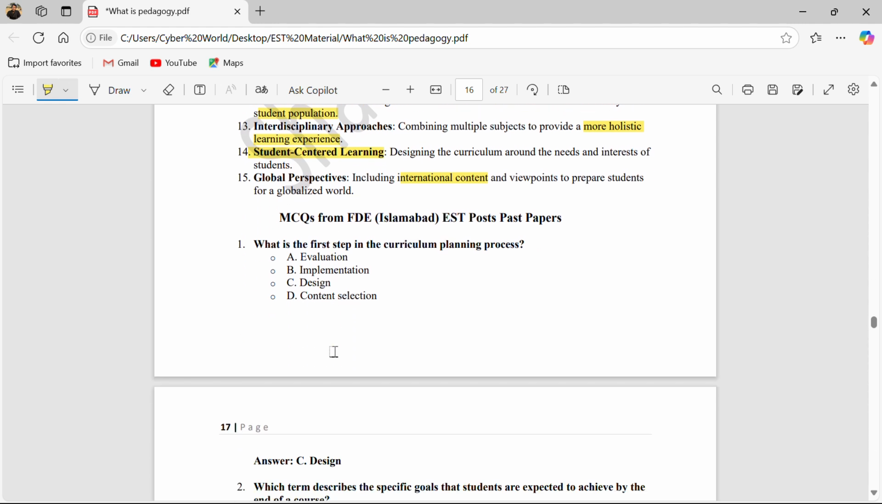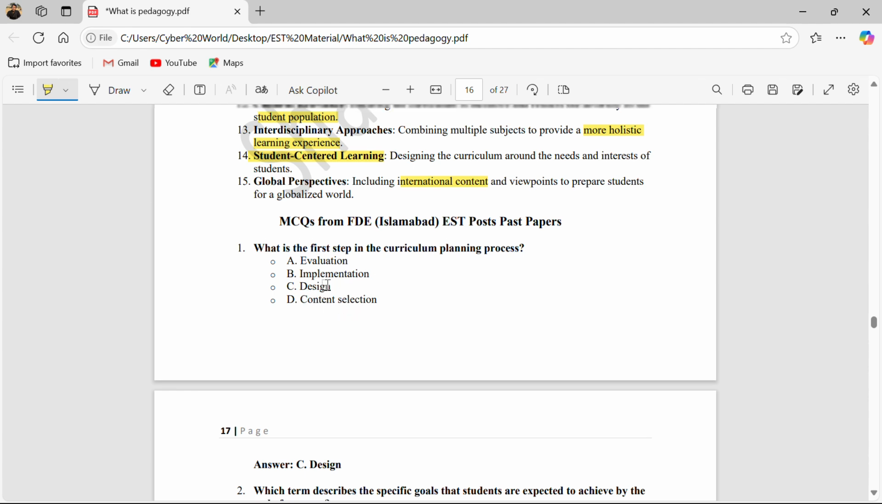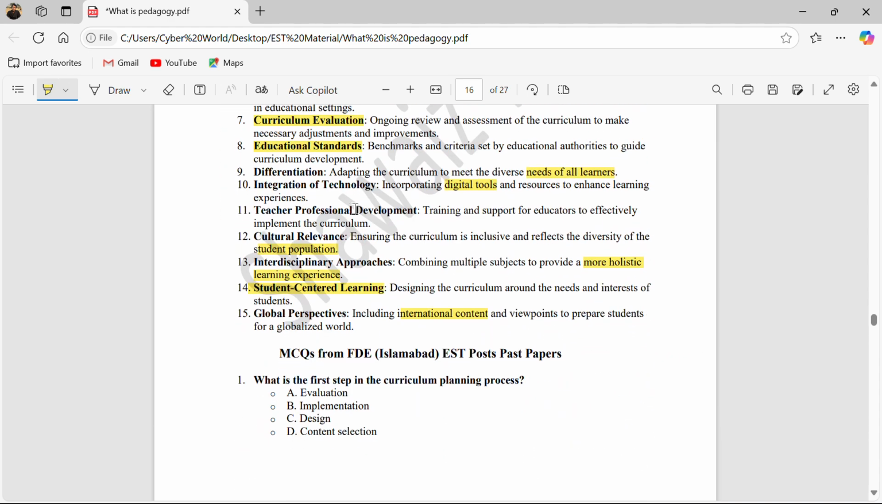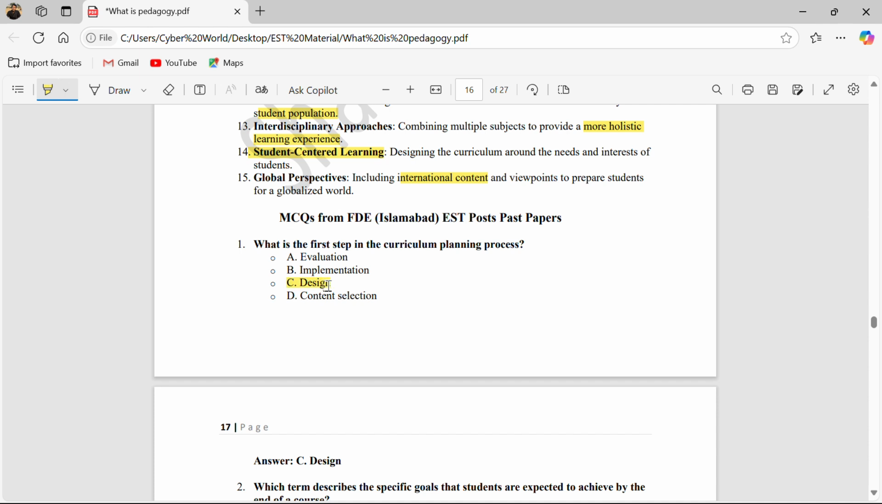So let's start the MCQs, which are the most repeated past FDE EST pedagogy MCQs. What is the first step in the curriculum planning process? You can see the first is curriculum design. First of all, you have to design the curriculum. Without designing, how can you do content selection?